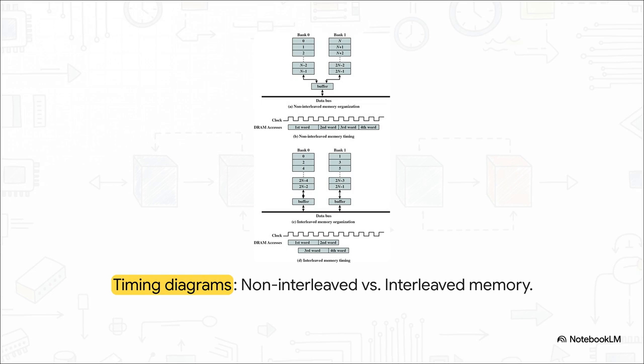But now, look at the bottom diagram. This is interleaved memory timing. The addresses alternate between bank 0 and bank 1. Because the 4 words of that burst access are actually spread out across 2 physical banks, the individual accesses can overlap.